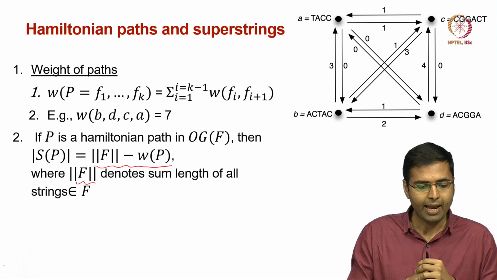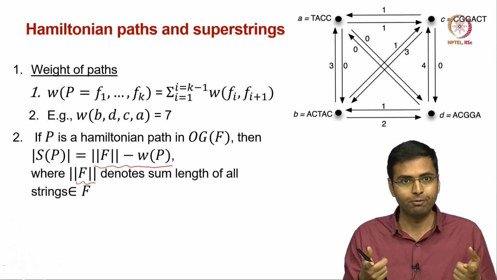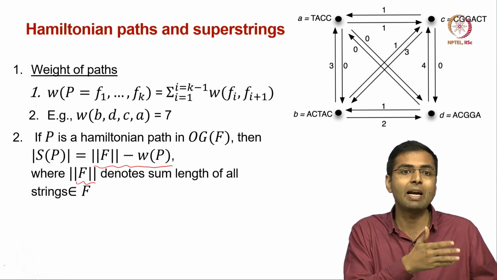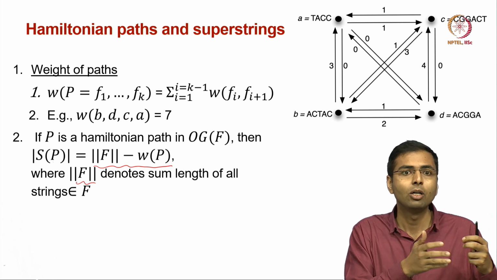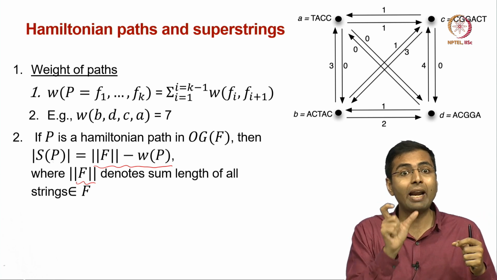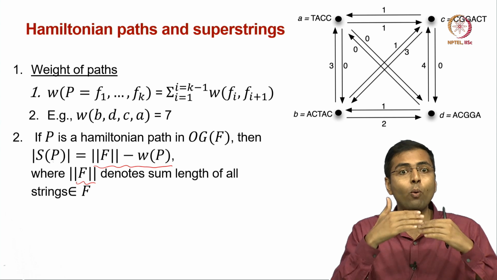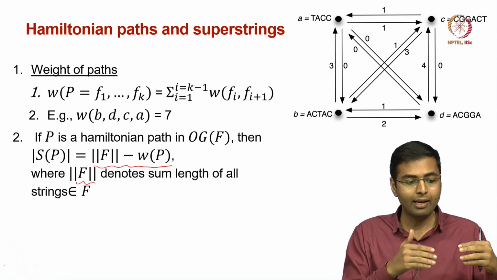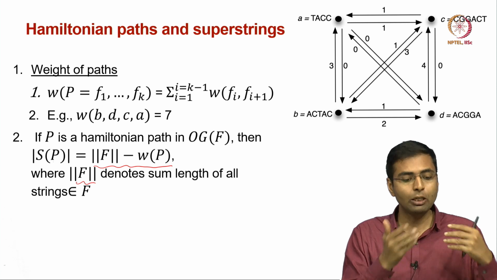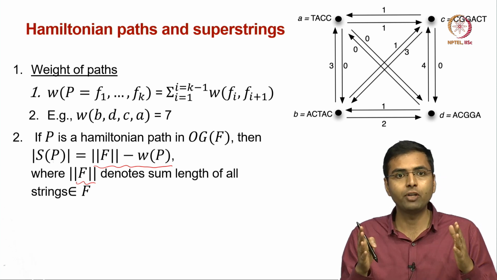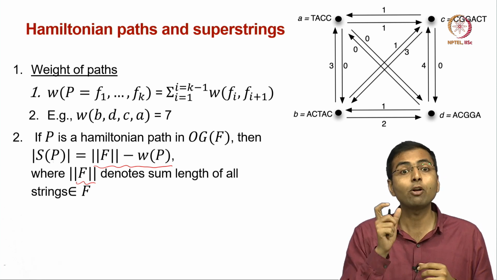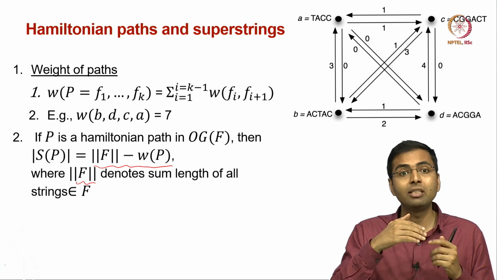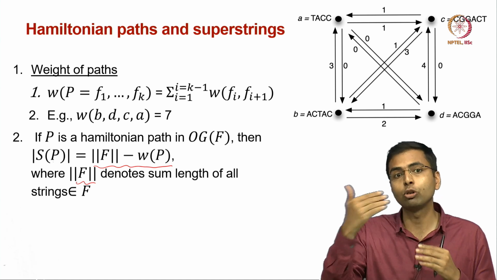and I am subtracting the weight of that path, because remember that when we had defined the string spelled by a path Sp, we were not considering the overlaps twice, we were considering the overlapping strings only once. So, therefore, the length of the string spelled by the path is equal to sum length of all the strings minus the weight of that path, right. So, the weight of the path captures the overlaps among those strings.